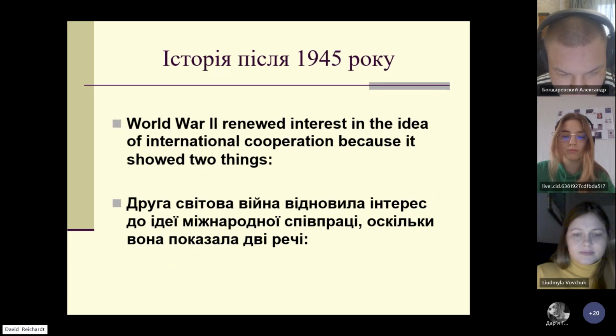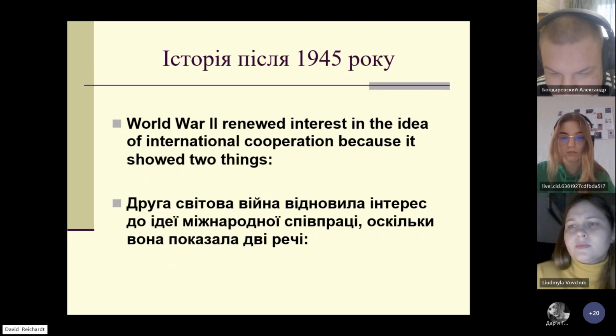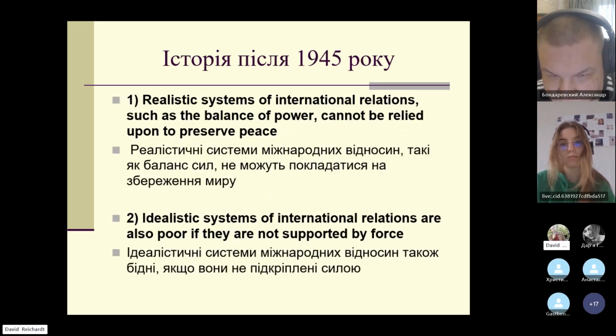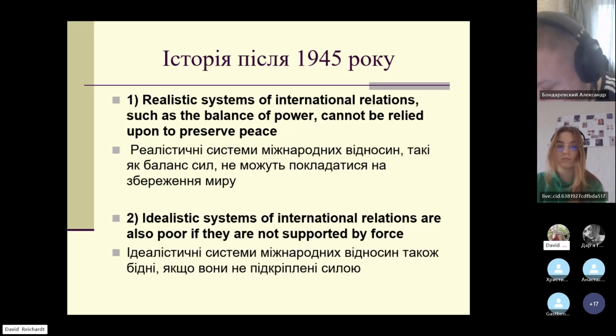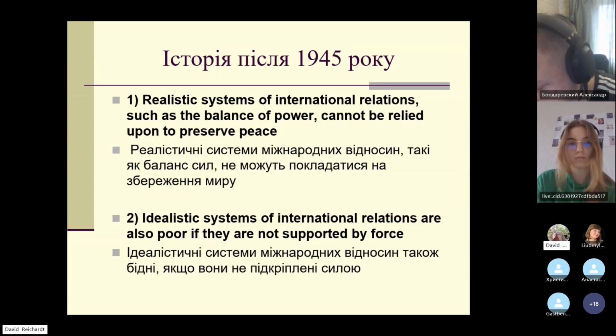So World War II renews the interest in the idea of international cooperation, because World War II showed 2 things. There were 2 lessons from World War II. First, a realistic system of international relations. For example, balancing the power, states balancing each other. Like, you have so many soldiers, I have so many soldiers. You have so many cannons, I have so many cannons. You have so many tanks, we have so many tanks. This balancing can't really work to keep the peace. Because what happens when there's no balance? When one country has more soldiers or more cannons or more tanks than another country, then there's no balance, and there can be war. And number 2, an idealistic system of international relations, like the League of Nations, right?